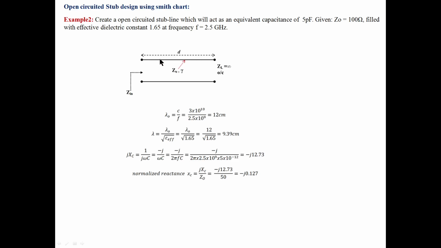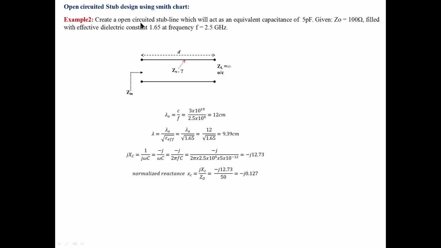This length of the line decides the input impedance here. Based on the length of the line, we may get a capacitor or an inductor. To find that out, equations are there, and we have discussed those equations already. Instead of that, we will now use the Smith chart to design a particular capacitor.